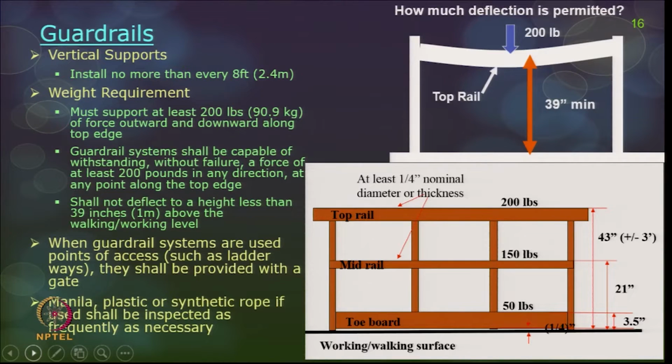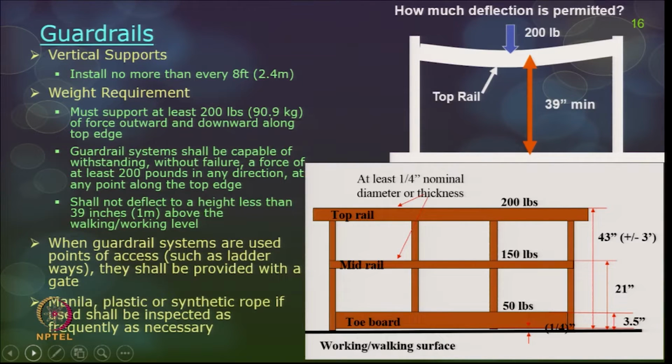Okay. And the height of all these rails are also given. So, the top rail should be at least 43 inches in height, and the mid one should be 21, and the toe board should be at least 3.5. Okay. And if you want to leave a gap between the floor and the toe board, it should not be more than 0.25. Okay. So, this is the dimension of the 3 rails.